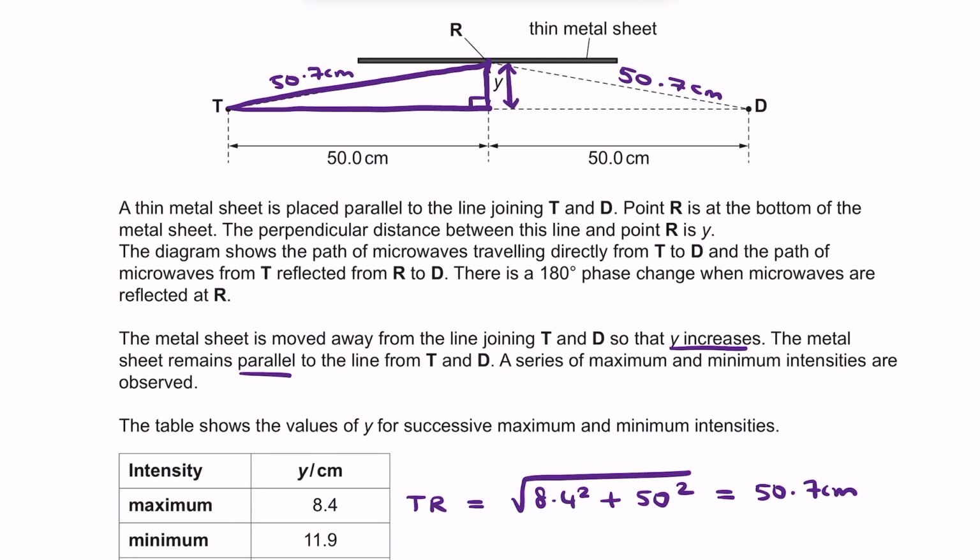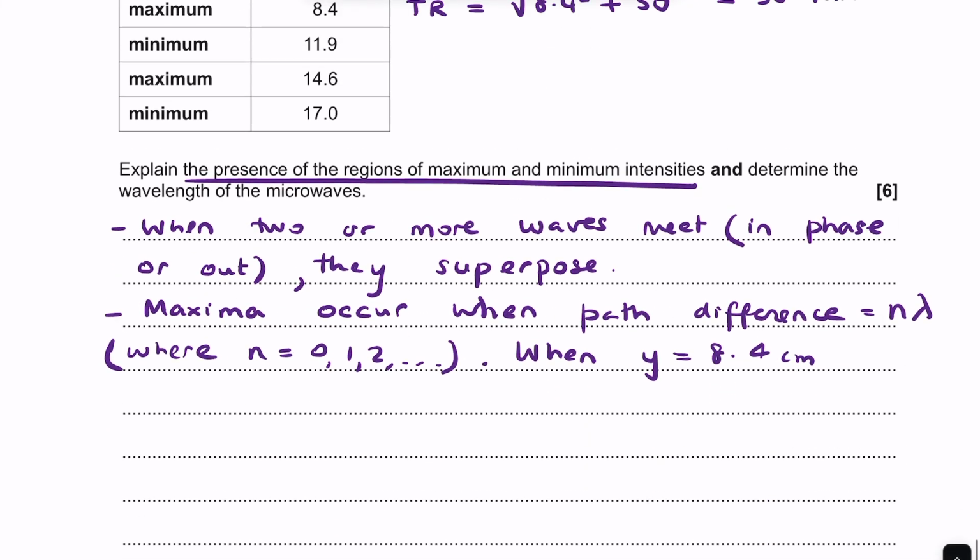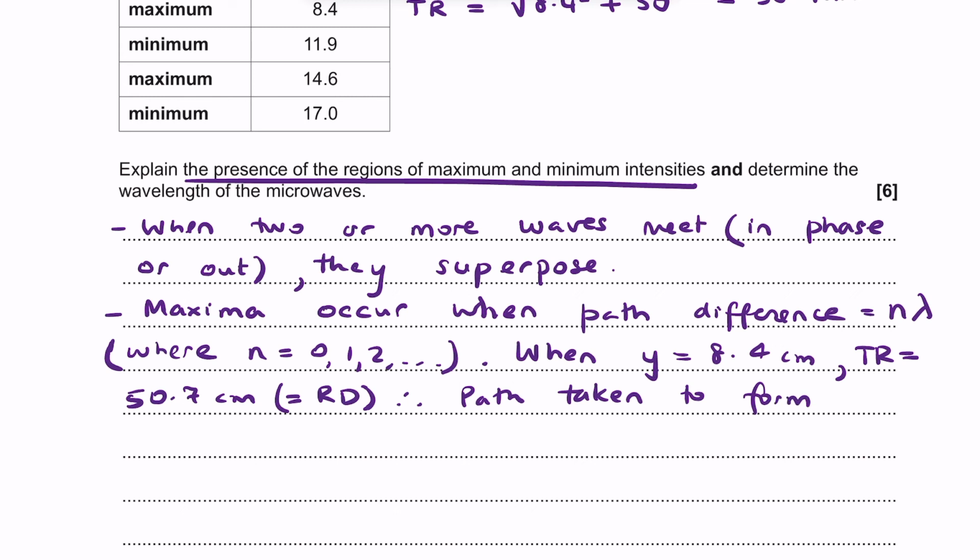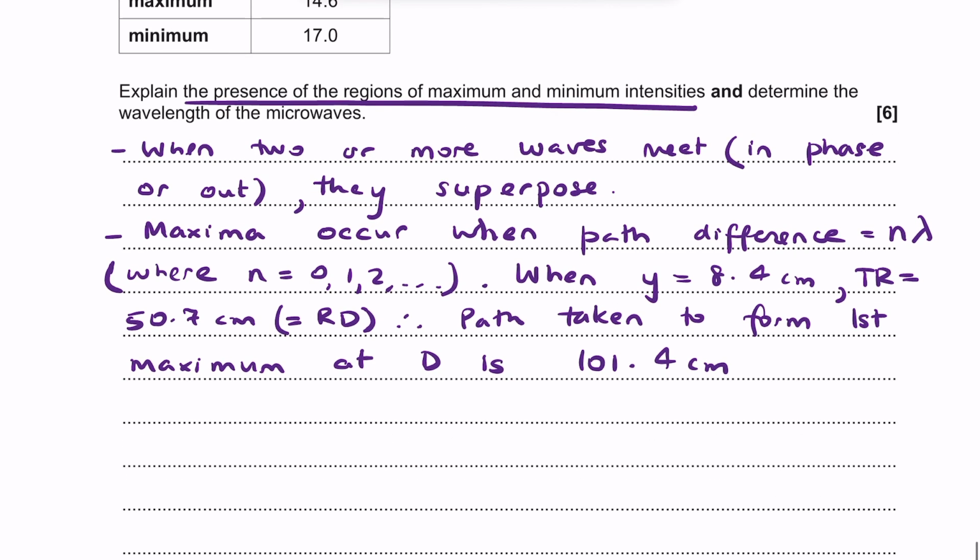That's your path taken from T to D. So let's write that down quite clearly. When y is equal to 8.4, TR is 50.7 centimeters, which is also equal to RD. So therefore, the path taken to form the first maximum at D is 101.4 centimeters.